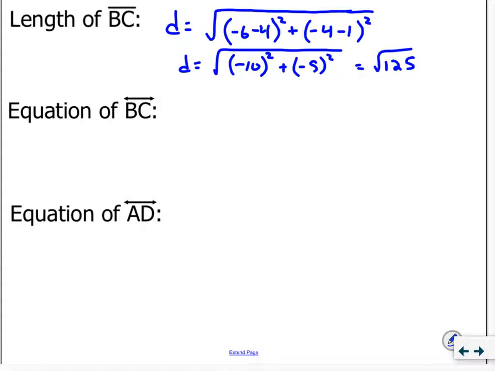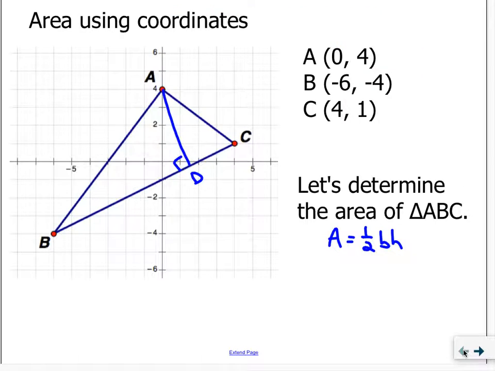Okay. Now again, I can't really find the length of the other segment AD that I'm looking for. If I go back for a second, I can't find the length of AD because I don't know the coordinates of point D. So what I'm thinking about doing is I'm going to write the equation of the line containing BC, write the equation of the line perpendicular to BC that goes through point A, and then I can find their intersection using some algebra. I think that's the plan I want to do.